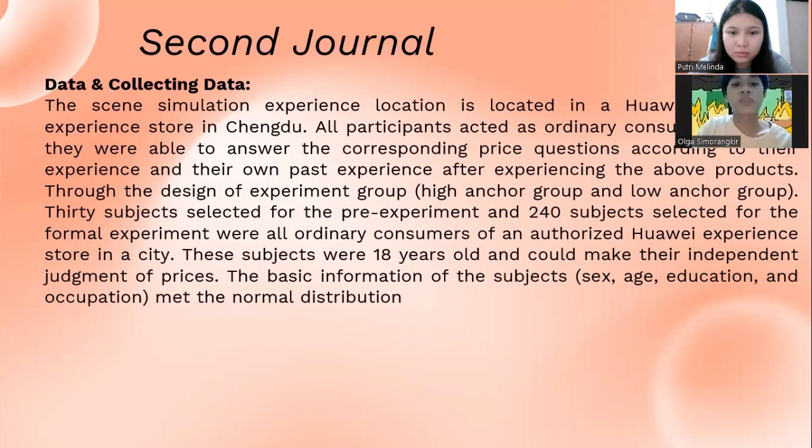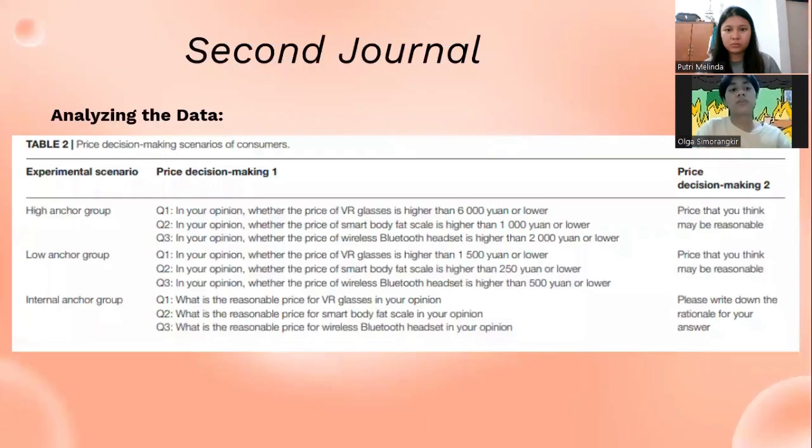Through the design of the experiment group, high anchor group and low anchor group, 30 subjects were selected for the pre-experiment and 240 subjects were selected for the formal experiment. They were all ordinary consumers of an authorized Huawei experience store in the city. These subjects were over 18 years old and could make an independent judgment of prices. The basic information of the subjects, like sex, age, education, and occupation, met the normal distribution.